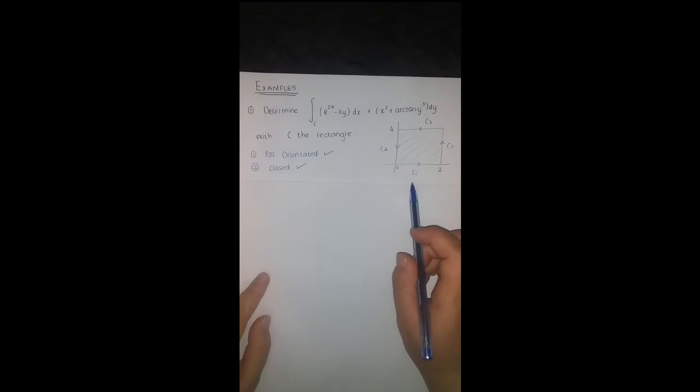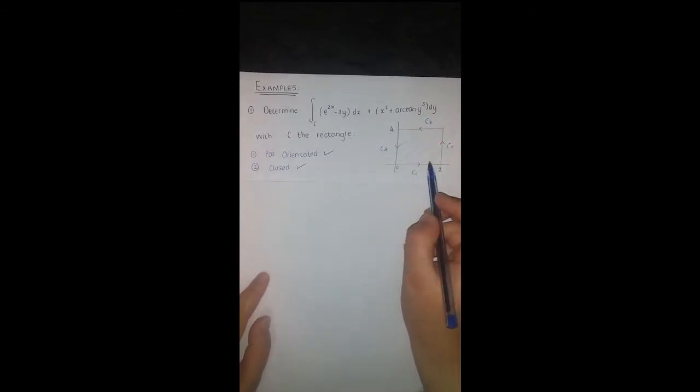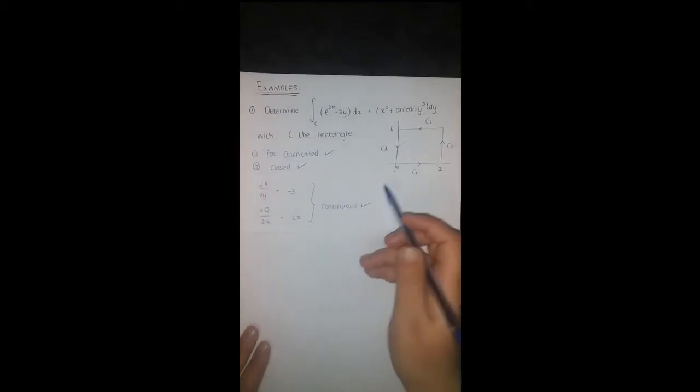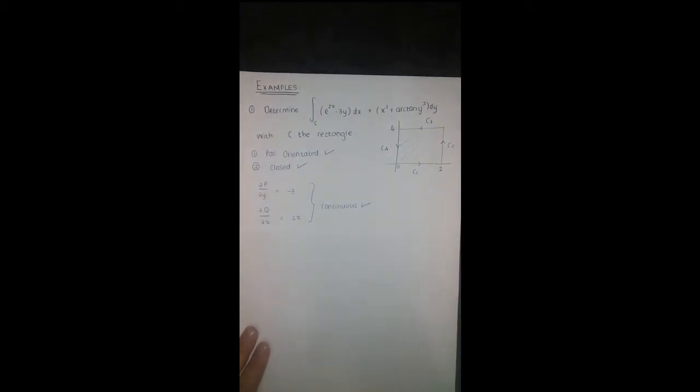So the questions we have to ask ourselves before we jump into using Green's theorem: is the curve positively oriented? Yes, it is, because it goes counterclockwise. Is it a closed curve? Yes. And lastly, are the partial derivatives of P and Q continuous in this region? Which they are. So now we can use Green's theorem.